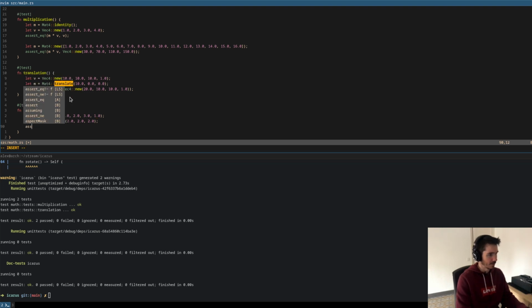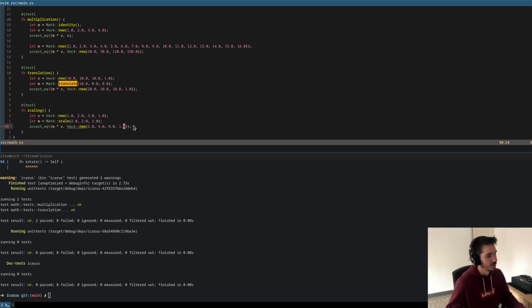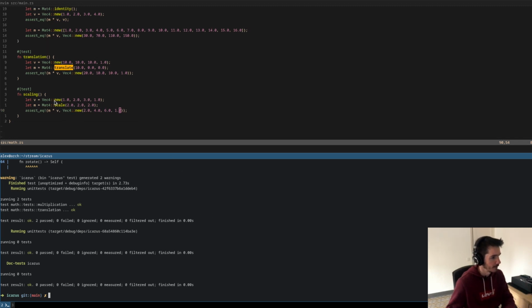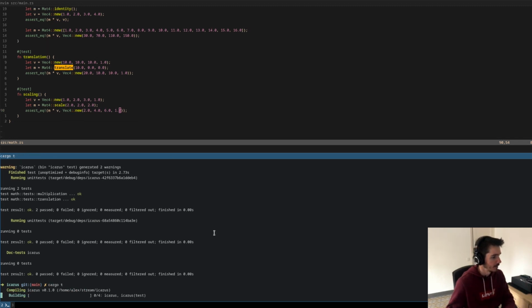We expect that if we apply this transformation, m times v, we should get back a vec4, which should scale uniformly by 2 on all directions. So 1 should become 2, 2 should become 4, and 3 should become 6. And the one on W stays the same. Let's see. This test passes.